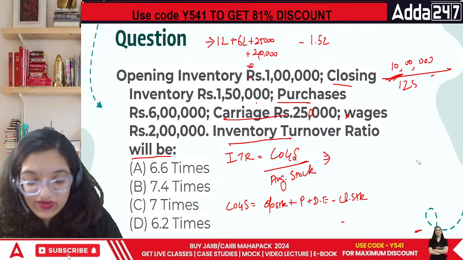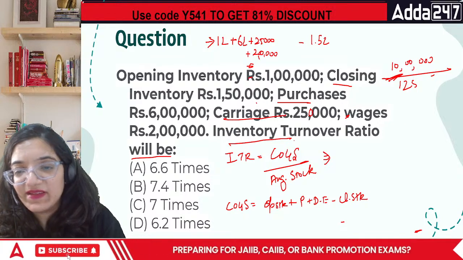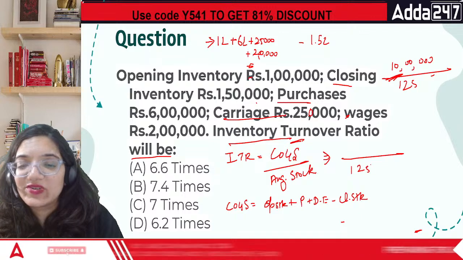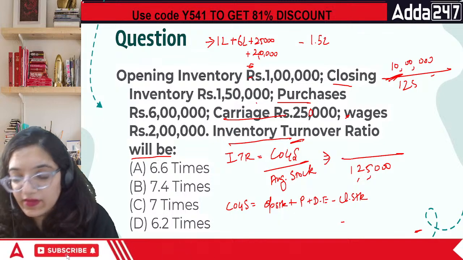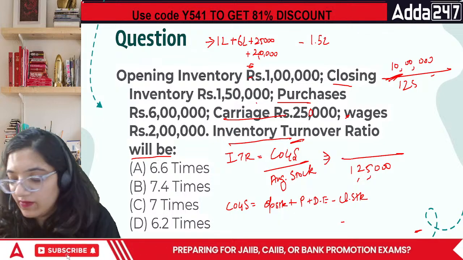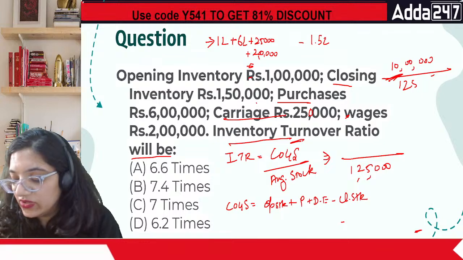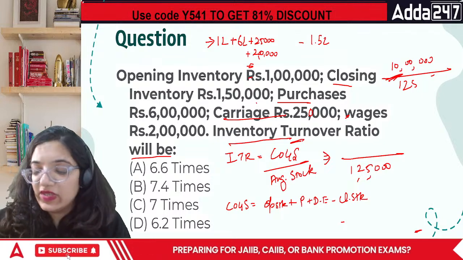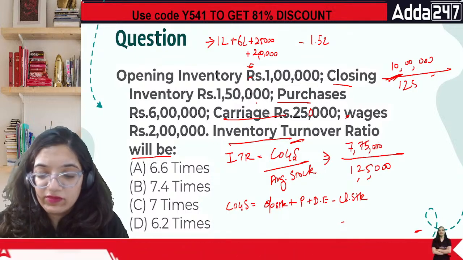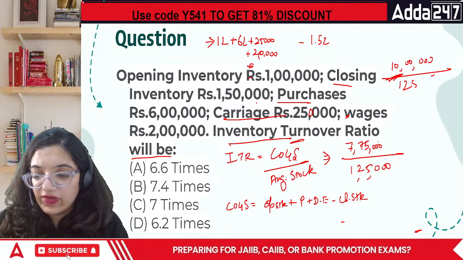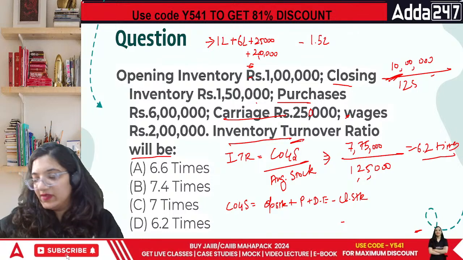Everyone, the particular average stock is what? The average stock is 1,25,000. Taking it in the same manner, the question isn't wrong. My calculation was wrong. It was 1,25,000. On the upper side we have 1 lakh plus 6 lakhs plus 25 plus 2 lakh minus 1,50,000. This gives me 7,75,000 divided by 1,25,000. This gives me 6.2 times. Now I'm getting the answer.